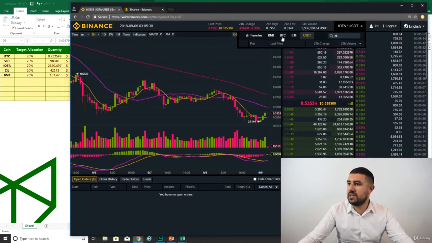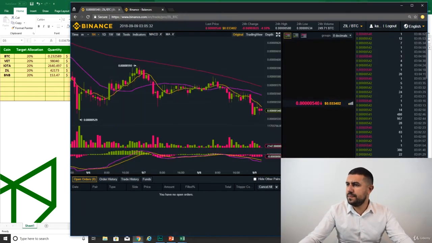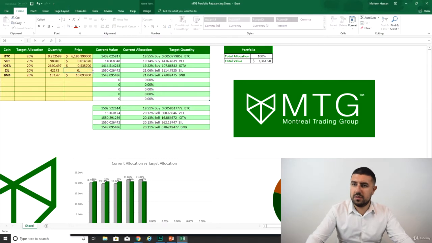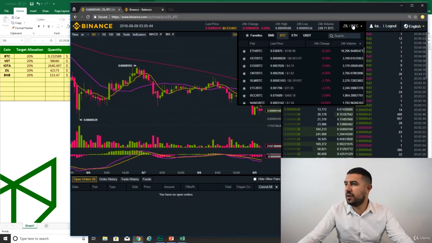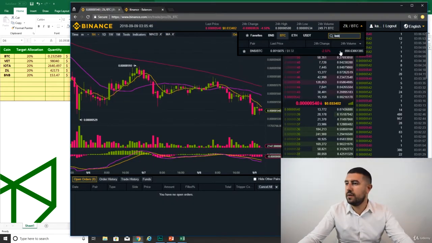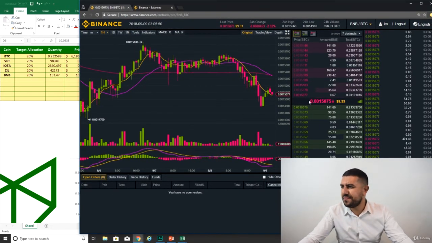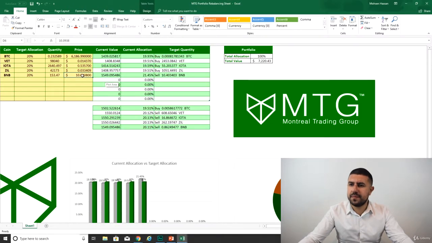They don't have it on USDT. Let me check it on Bitcoin. 0.00003409. And last one is going to be Binance Coin, the one we've done our research on, right? Which you should do for each of the coins that you would buy. 933. Now take a look at this.